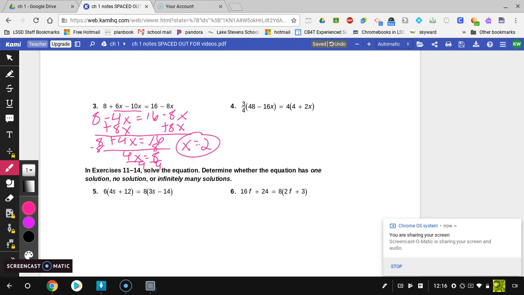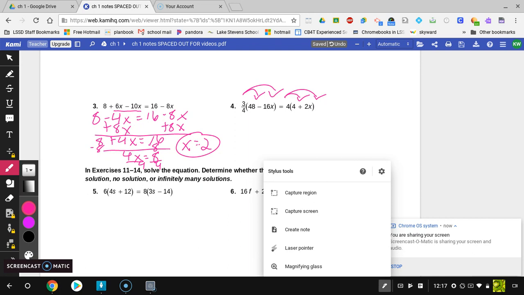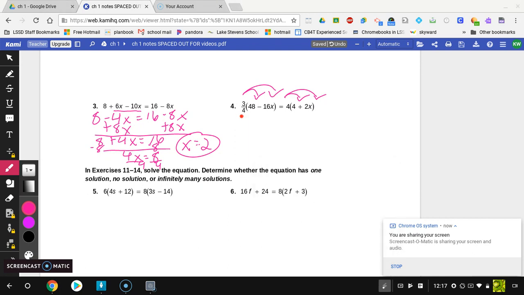All right, number 4. This one we have to start by using the distributive property. Okay, and we actually have the distributive property on both sides that we're going to have to be using. The distributive property says that we need to take what's outside the parentheses and multiply it by everything in the parentheses. We can't do 48 minus 16x. If we could start with that for our first step, but we can't. Those are not like terms. So I need to multiply the 3/4 times both the 48 and times the 16x.